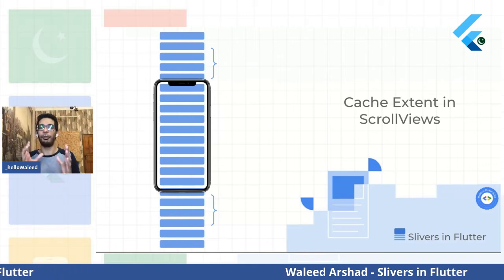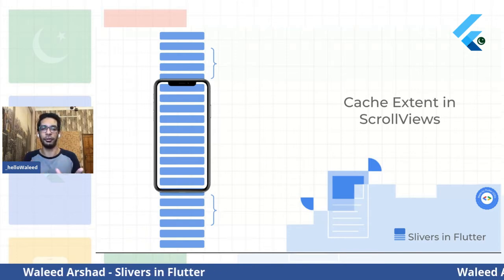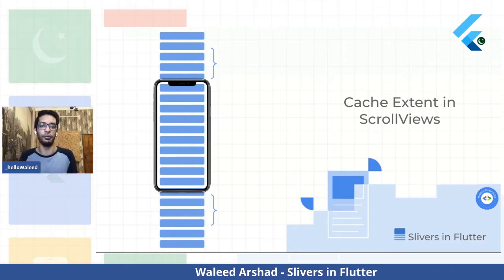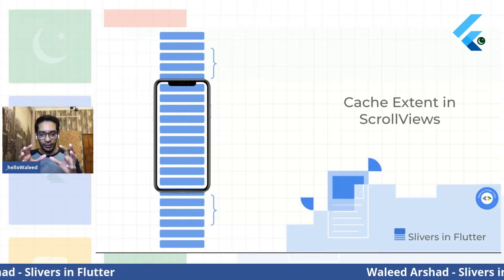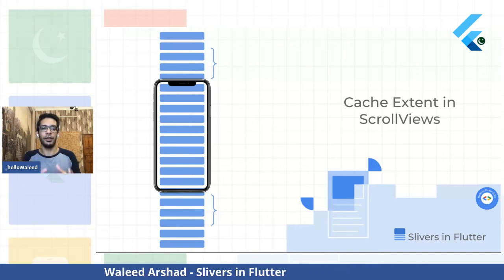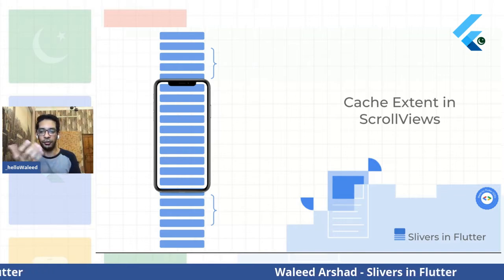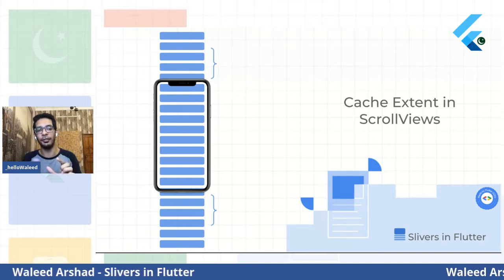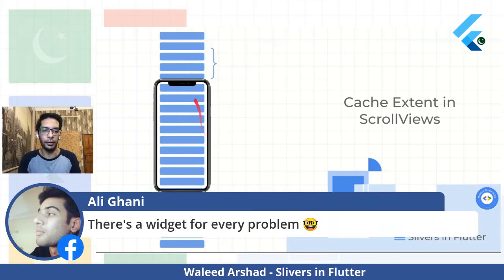So cacheExtent is a property inside a scroll view. That can be any scroll view, not just CustomScrollView. Now we are out of the context of CustomScrollView. We are talking about normal scroll views. So inside every scroll view, there is a property called cacheExtent. What that property does is, when you are seeing a list on the UI, Flutter automatically renders only those elements which are being seen on the UI. So it renders only this part.